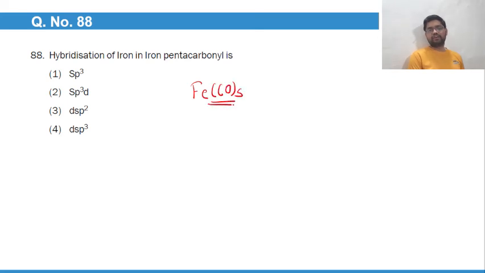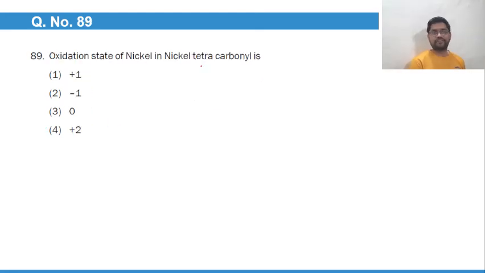Next, hybridization in iron pentacarbonyl, Fe(CO)5. CO is a strong field ligand, so it will force pairing, and since it forces pairing, its hybridization will be dsp3: total 5, d1, s1, p3. So the answer has to be dsp3. Clear?